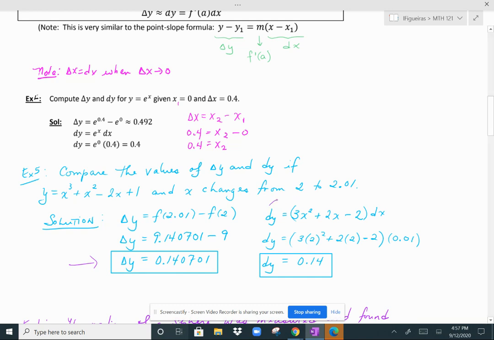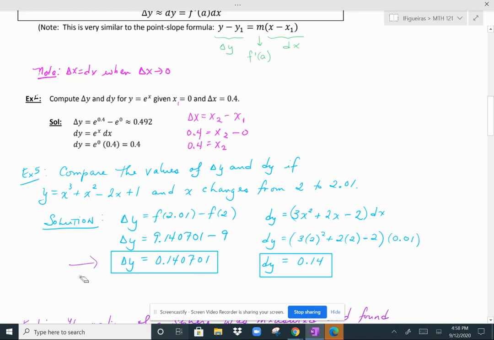Now let's compare what we get with dy. Remember, dy is the derivative of your function. So your third degree polynomial's derivative is 3x squared plus 2x minus 2, followed by dx. My initial value of x is 2, so you plug that in here in the next line. And my dx is the difference between these two, your delta x, which is 0.01. So when you compute this, you end up with 0.14 as an approximation of your delta y. This is a pretty good approximation, and that's, again, because these are close.